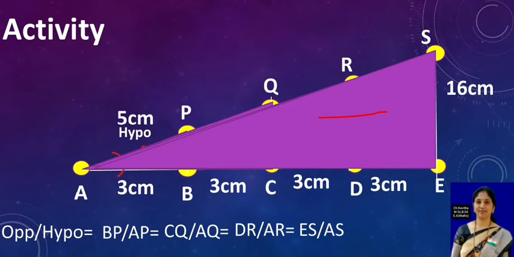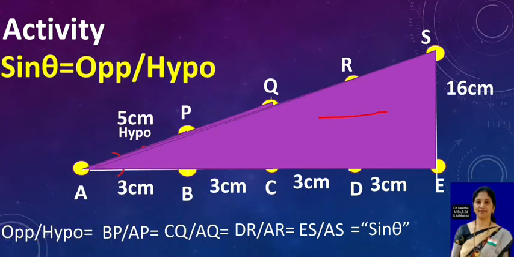This ratio we defined as sine theta, or we are writing based on angle A, so we can write sine A also. Sine theta or sine A. That means we can define sine theta as opposite side by hypotenuse, opposite side to the angle theta. Or if you want to write sine A, so sine A is equal to opposite side to angle A by hypotenuse. Okay, so this is one of the trigonometric ratios.